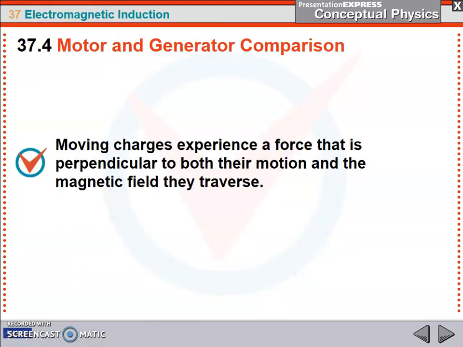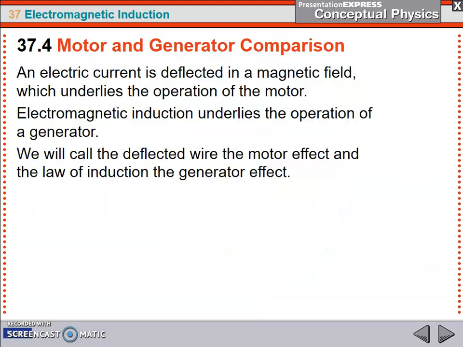Moving charges experience a force that is perpendicular to both their motion and the magnetic field they traverse. An electric current is deflected in a magnetic field, which underlies the operation of the motor. Electromagnetic induction underlies the operation of a generator. We will call the deflected wire the motor effect and the law of induction the generator effect. So we're just trying to make these things simple and keep it grounded in the real world. In the real world, we have things that are motors and we have things that are generators.